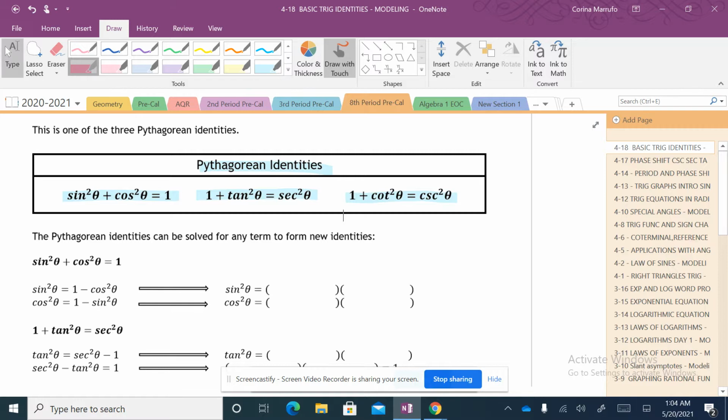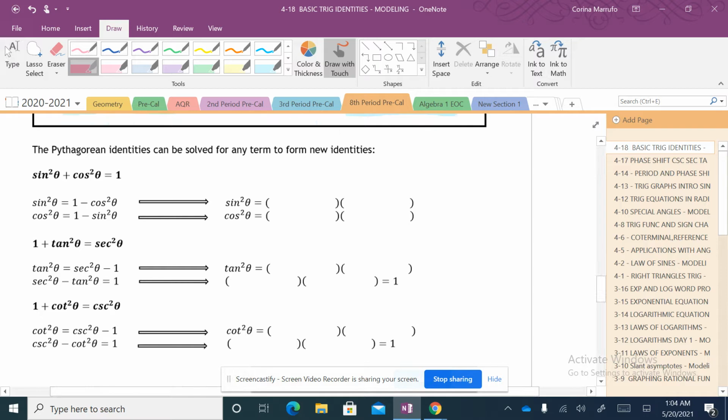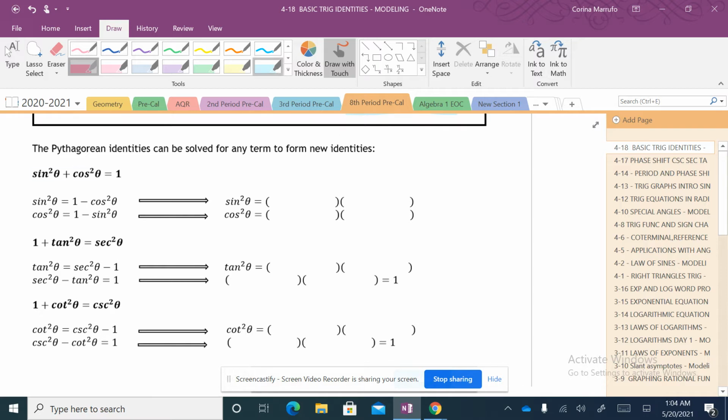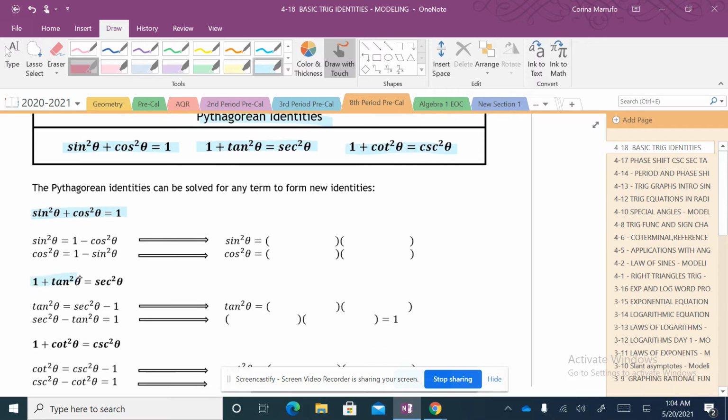Okay. Now from these three identities, you can get several new identities. So for example, here we have sine squared of theta plus cosine squared of theta equals 1, the first one here, and the 1 plus tangent squared of theta. So we can rewrite these to create different identities.